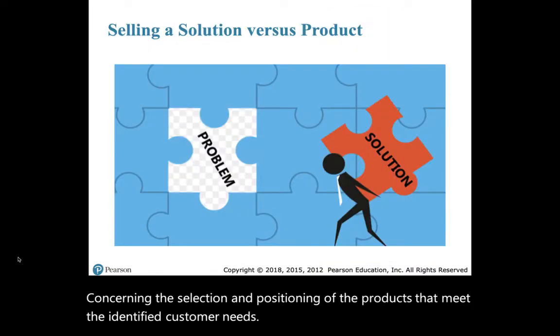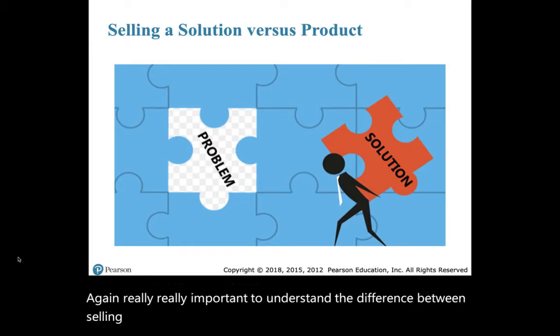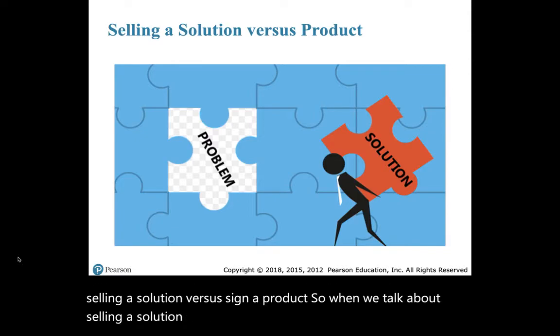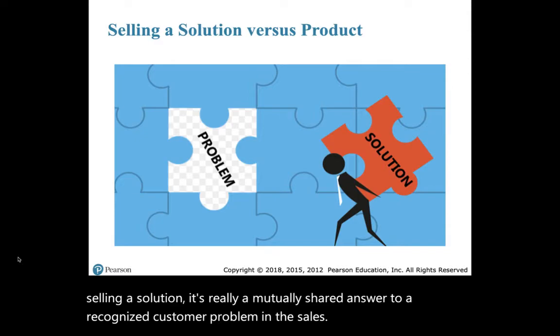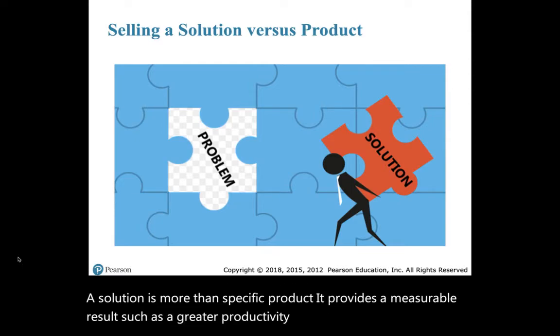Now, again, really important to understand the difference between selling a solution versus selling a product. So when we talk about selling a solution, it's really a mutually shared answer to a recognized customer problem. In sales, a solution is more than a specific product. It provides a measurable result, such as greater productivity, increased profits, or less turnover.